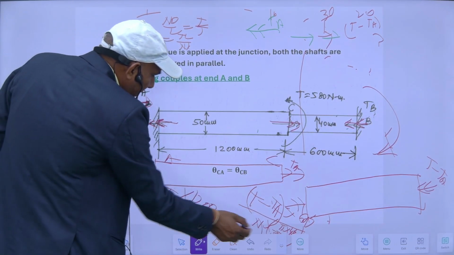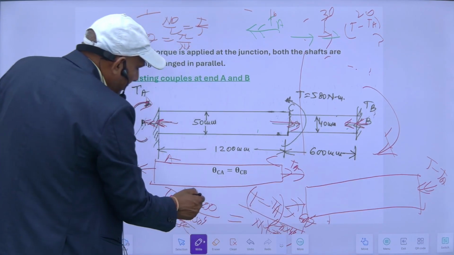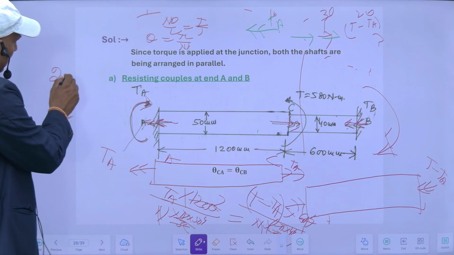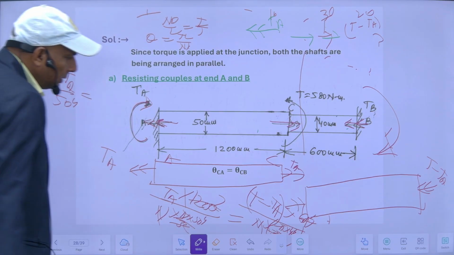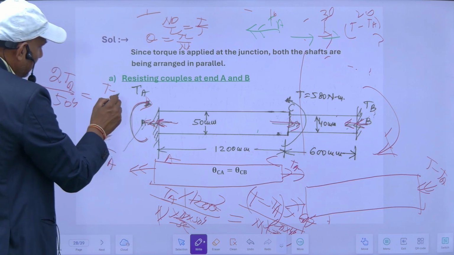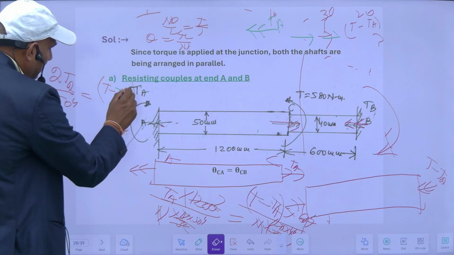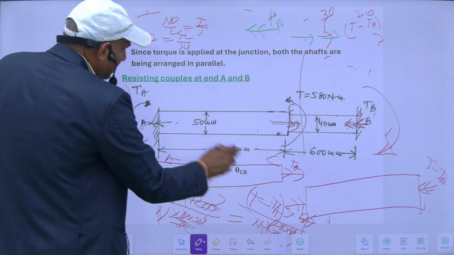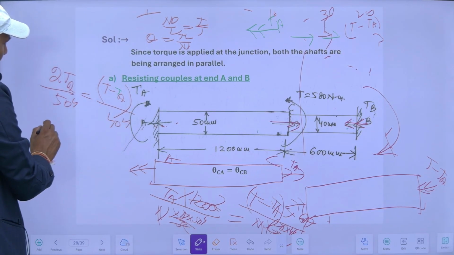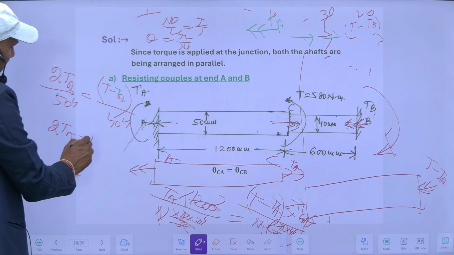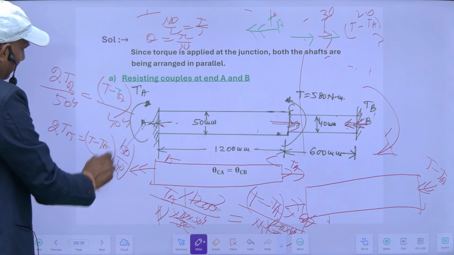So n will cancel each other, pi upon 32, this will also cancel each other. So this 600, this will be 2. So 2 of TA divided by 50 raised to the power 4 is equal to T minus TA into its length is, so this I have cancelled, so it will be 40 raised to the power 4. So 2 times of TA is equal to T minus TA into 50 upon 40 raised to the power 4.